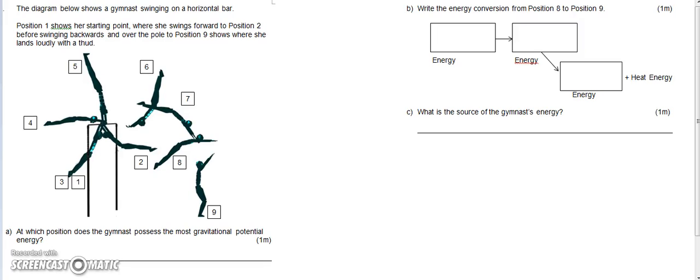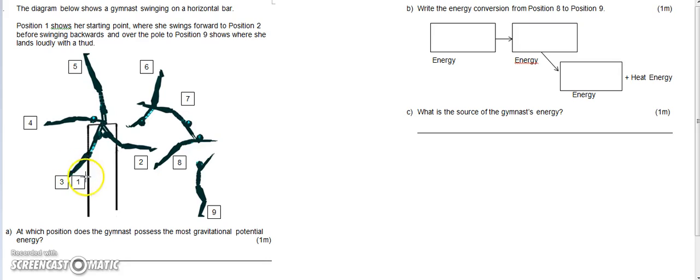Okay, next question. The diagram below shows a gymnast swinging on a horizontal bar. So here you have somebody who takes gymnastics as a sport, swinging around this horizontal bar that is high up. It's like your pull-up bar. Alright, and position 1 shows her starting point.